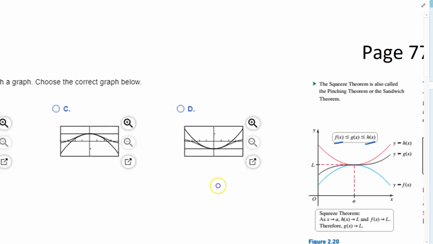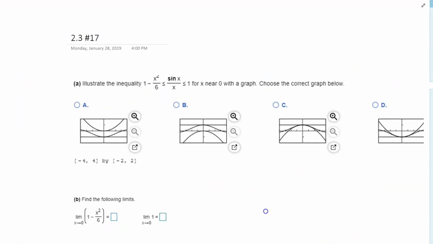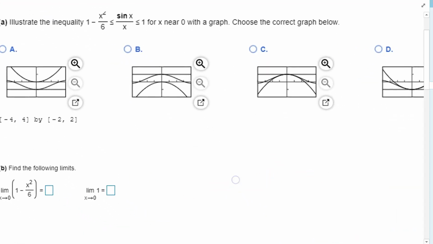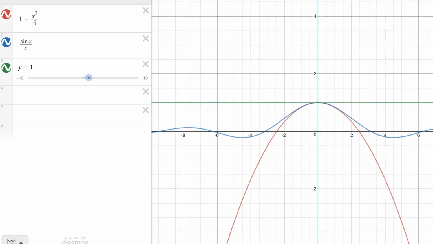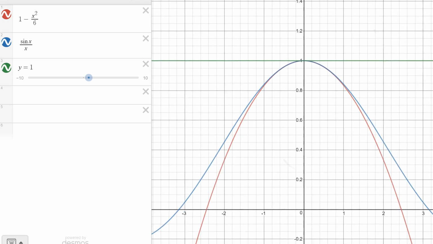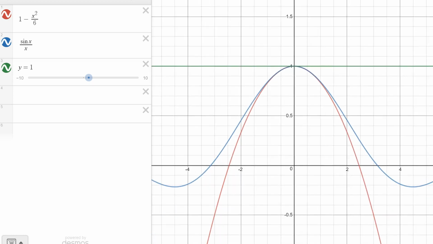This problem is just kind of having you apply the squeeze theorem. So you can use an online graphing calculator. Desmos, the calculator that is linked in the syllabus, is a good one to start. I can put in my first function, which is the red function here. My second function would be the blue function, and my third function being the green function, and you can see what that looks like. So you should be able to zoom in and kind of see what's going on there.